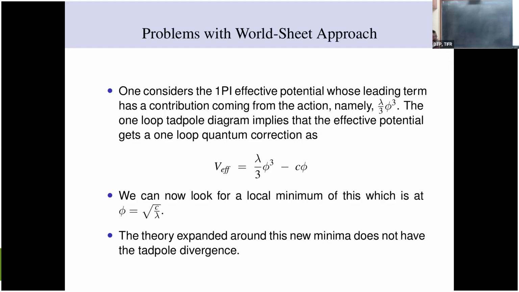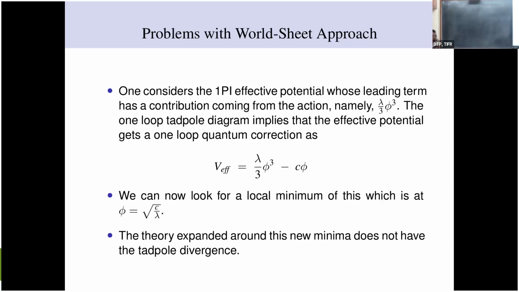So in QFT you consider the 1PI effective potential, and this will have a leading contribution which comes from the action, namely lambda by 3 phi cubed. But the one-loop tadpole diagram implies that the effective potential will get a one-loop quantum correction, say lambda by 3 phi cubed minus c phi, where c is some constant. One can now look for a local minimum of this, at say phi equal to plus or minus square root of c by lambda. Then if you do perturbation theory in your QFT around this new minimum, you will not have this tadpole divergence.